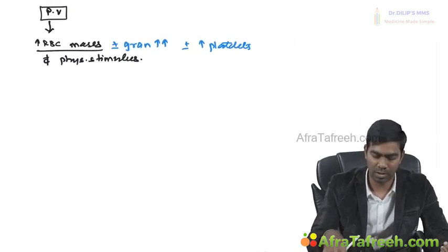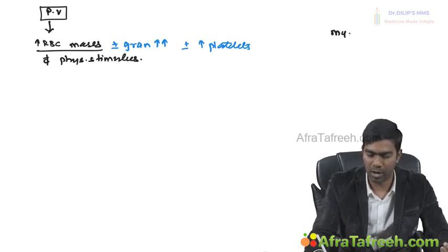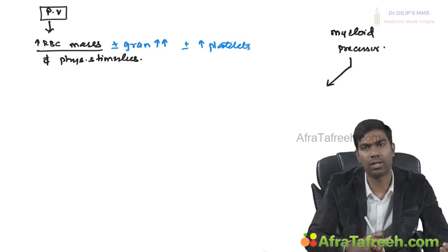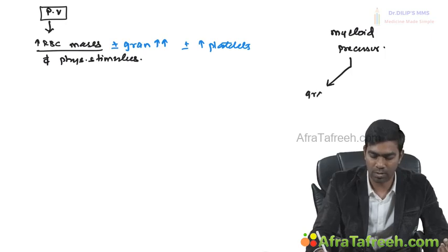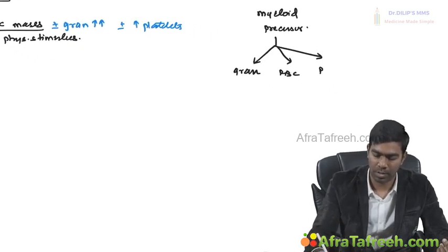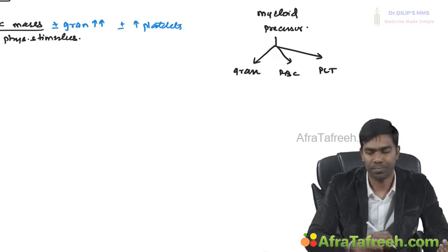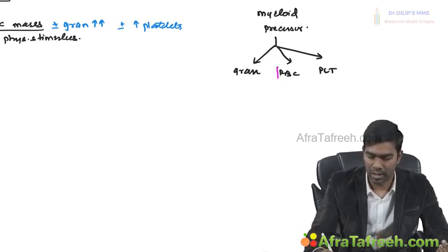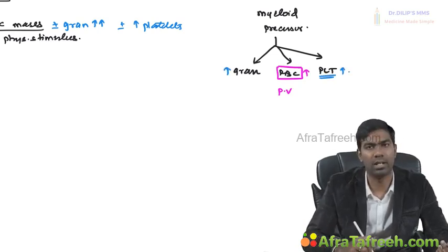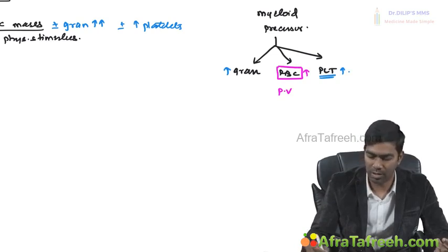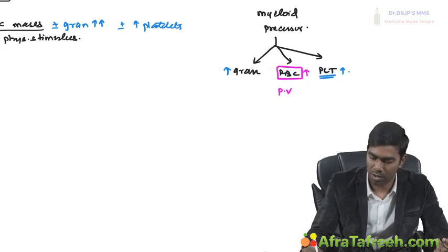Clear? This is because I told you this common myeloid precursor is not only going to give rise to neutrophils or eosinophils, that is granulocytes, it is also going to give rise to RBCs, and it is going to give rise to platelets also. Clear? So in polycythemia vera, RBC is the one that is increasing, but there is a lot of possibility that an associated granulocyte increase and platelet increase can also happen, because it is a problem of your myeloid precursor.